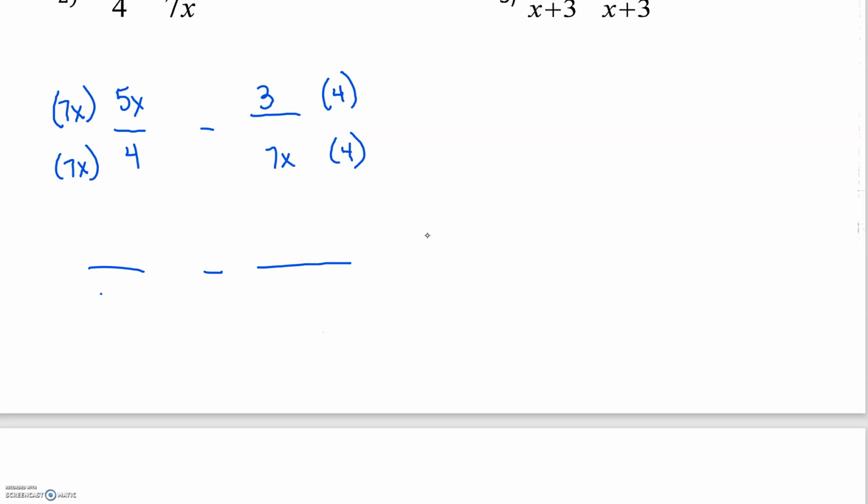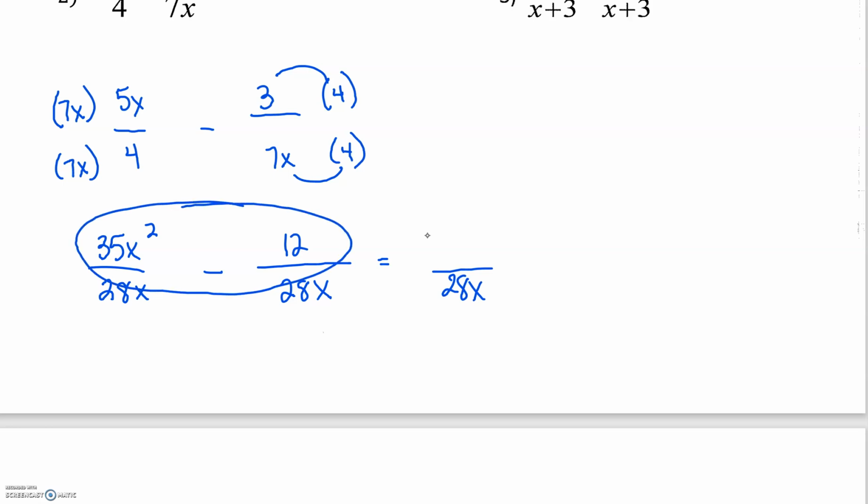So this is going to give me a 35x squared. This is going to give me a 28x. Up here is going to give me a 12. Down here is going to give me my 28x. So now I'm going to go ahead and write my 28x because we keep the denominators the same, and then we're going to subtract the numerators, which we can't actually subtract an x squared and a 12, so we're just going to leave it as 35x squared minus 12 over 28x, and we're done.